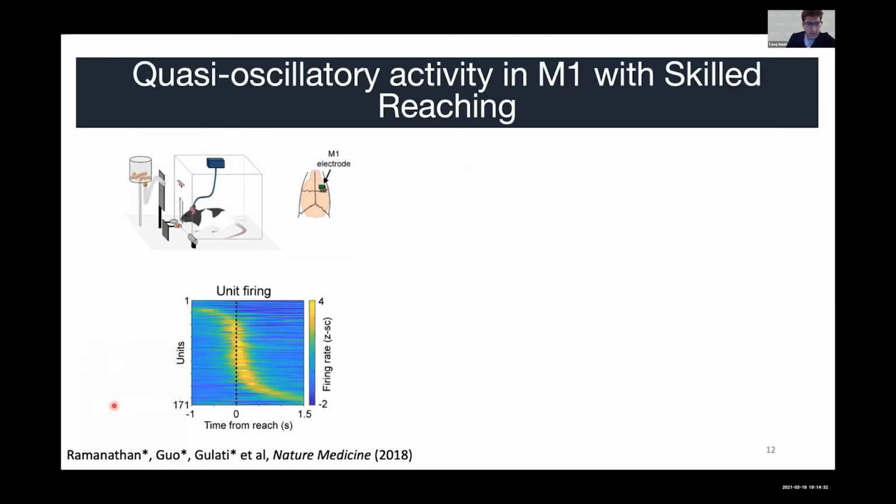So what do we see in physiology? Once the rats become proficient at this task, we've implanted them in the motor cortex, and when we look at the single unit action potentials, here you can see 171 neurons from 4 different animals, lined up in relation to the time of reach onset. And you see this nice tiling of activity in the motor cortical neurons. A lot of neurons are active around the grasping.